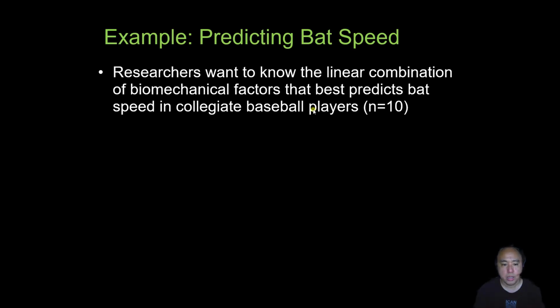I'm going to use here a study that was conducted by one of my honors students. She's now a graduate student. I shouldn't say a few years ago, this was just a year ago. She looked at bat speed, more specifically the influence of specific biomechanical variables in predicting bat speed in a sample of 10 collegiate baseball players.